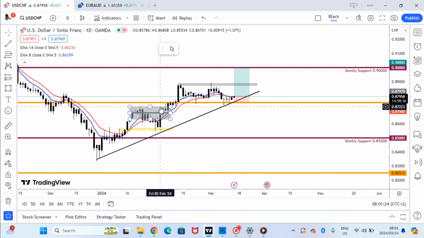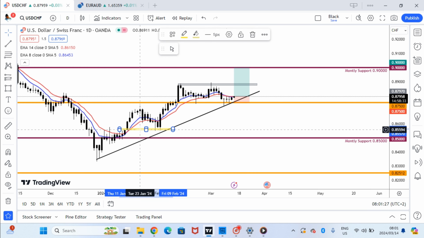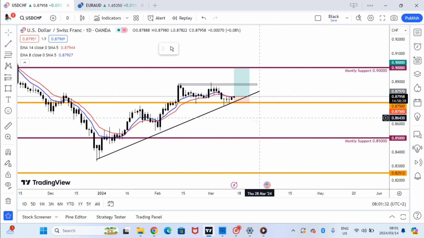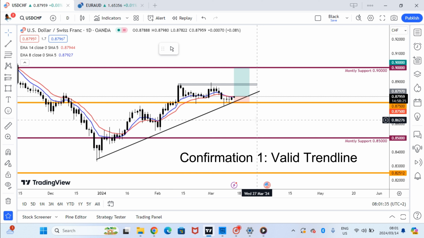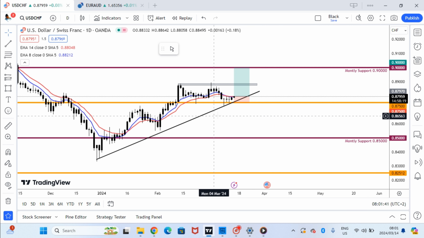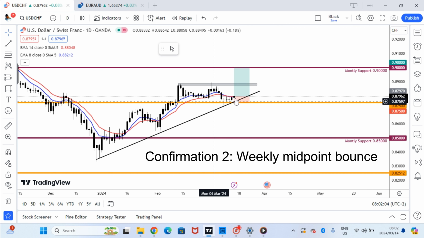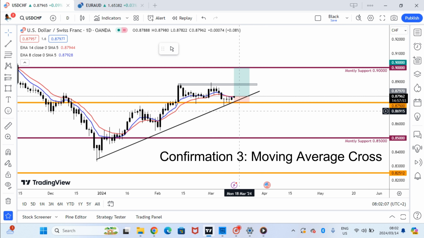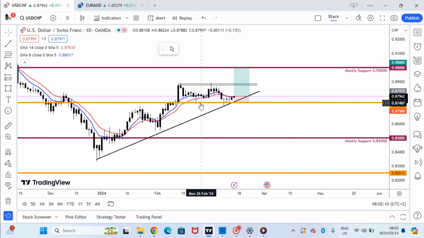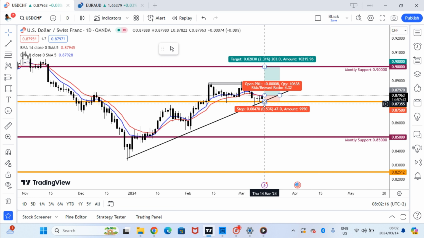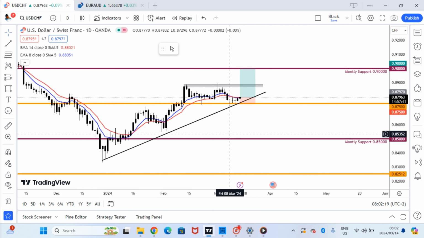So let me just remove all of this. This is all in the past. Okay, cool. So that's 1, 2, and 3, right? So now I know those are my confirmation that it is indeed a valid uptrend, and a valid trend line, rather. I'm following the trend and I see that the last bounce of the trend line is here. I do see again, like on the weekly, it bounced off the weekly midpoint. And you can see here that this is indeed a strong point because it was challenged here, challenged here, challenged here. So it is really a strong point.